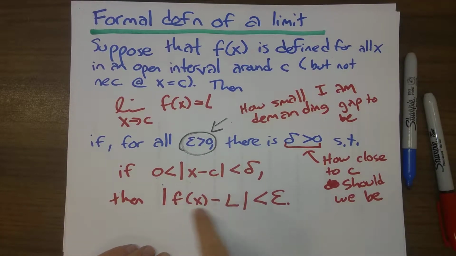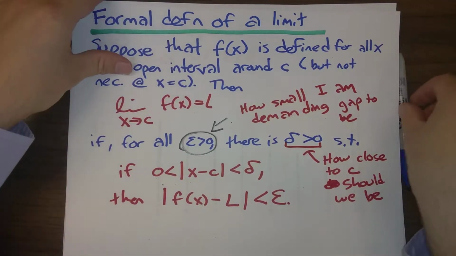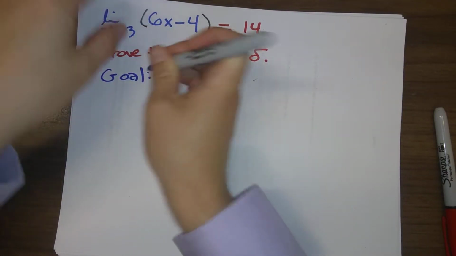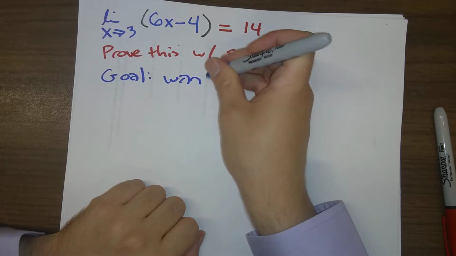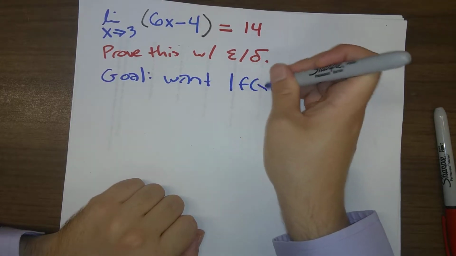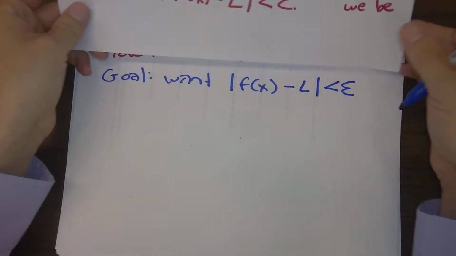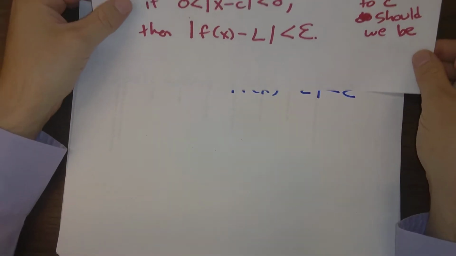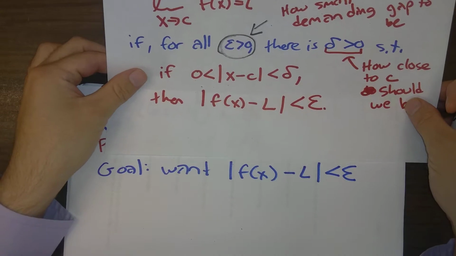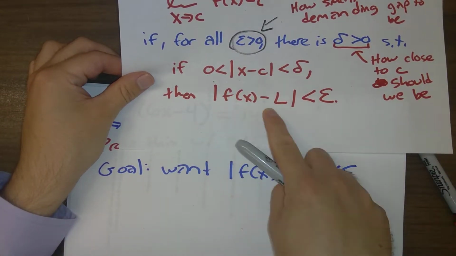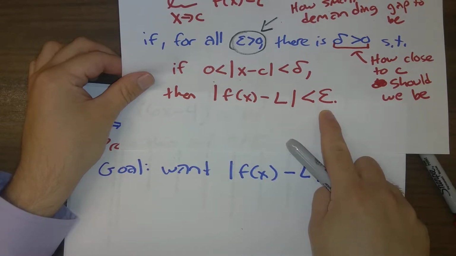So our goal is we want the absolute value of f of x minus L to be less than epsilon. So that's always going to be our goal. Here, let me get them both on screen at the same time. This is the goal that we're aiming for: absolute value f of x minus L has to be less than epsilon.